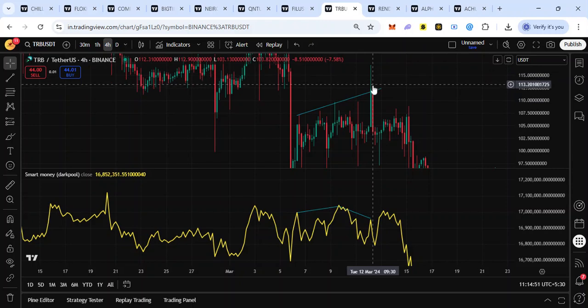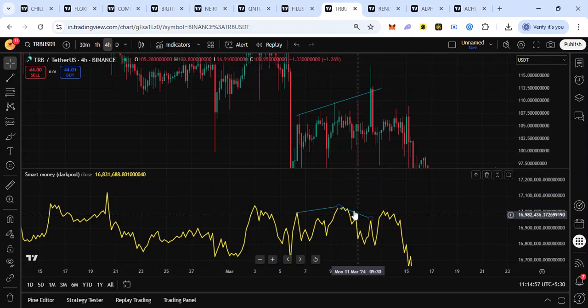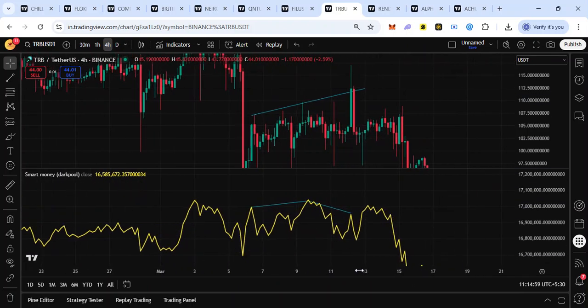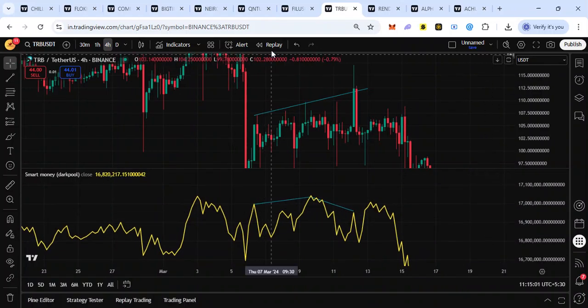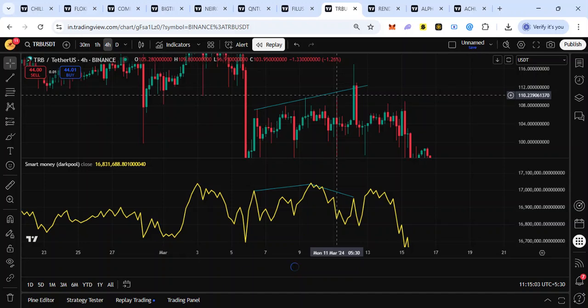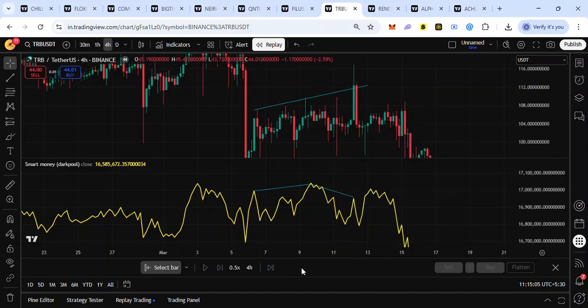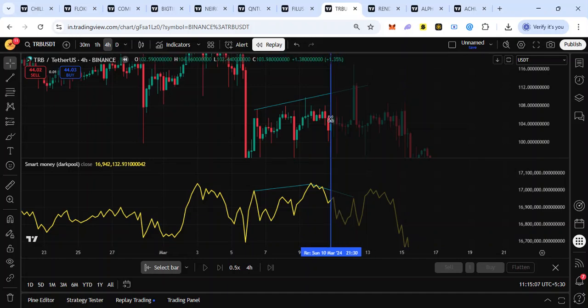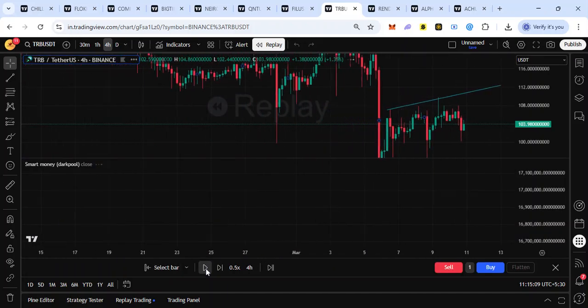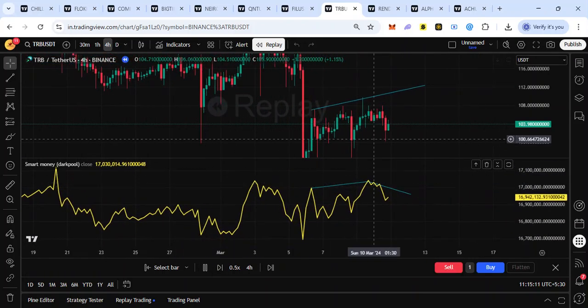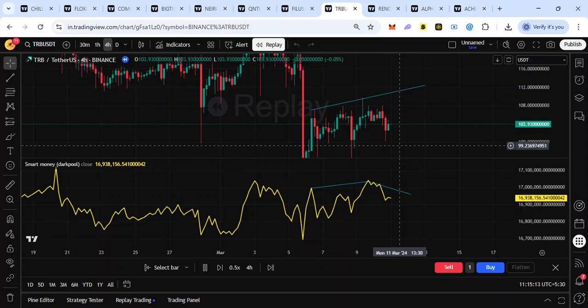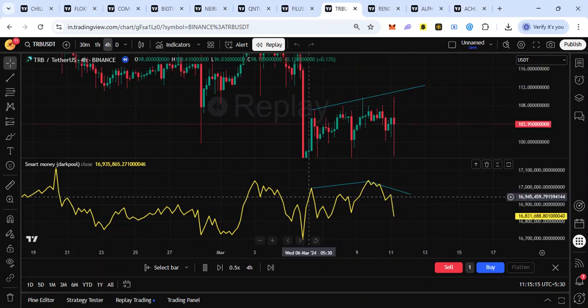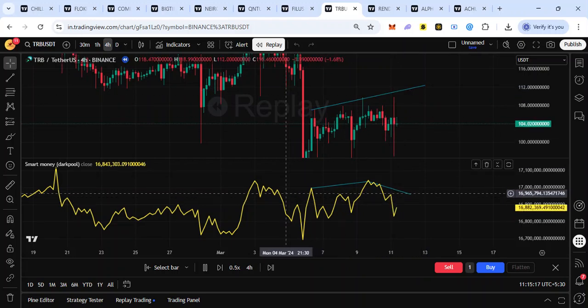But most of the retailers think this is a breakout, and then they'll buy it. But here you can clearly see the smart money isn't buying it. So again, I'll show you this is not any repainting or anything. Now if I show you that in the replay, you can clearly see once it hits here, this is not getting anything repainted.